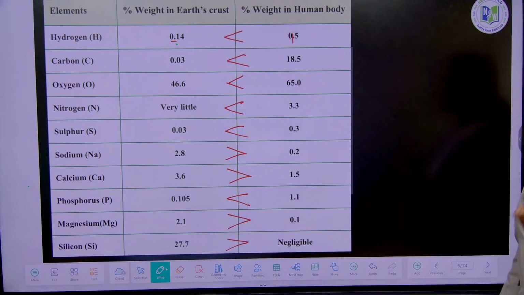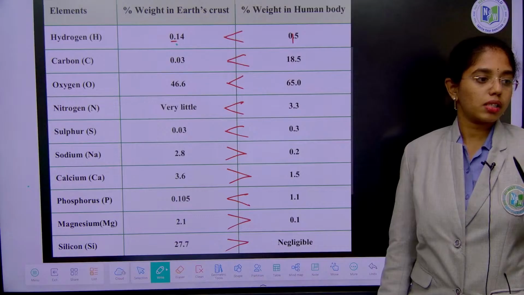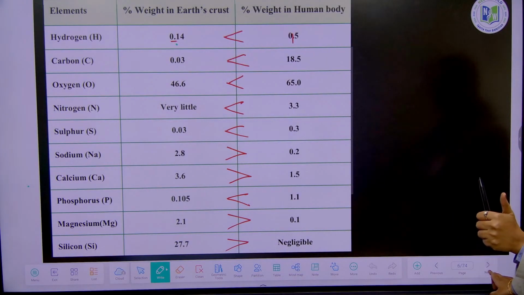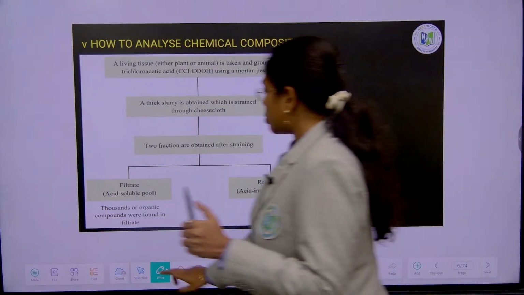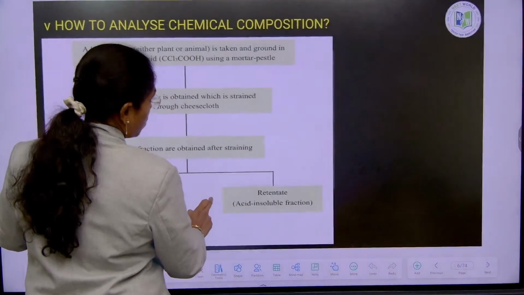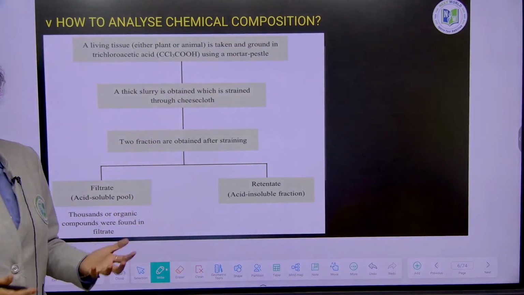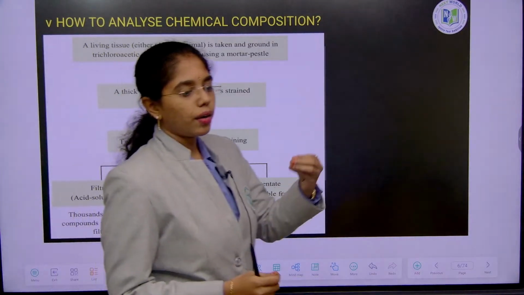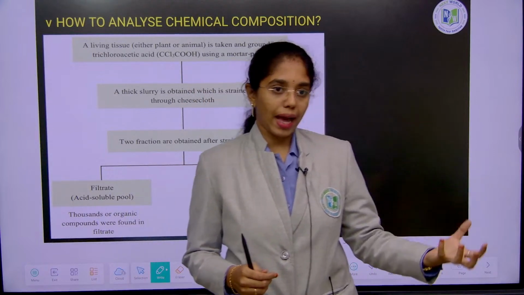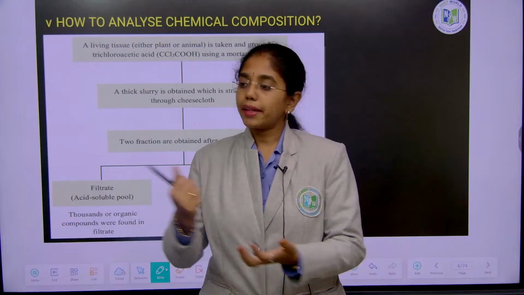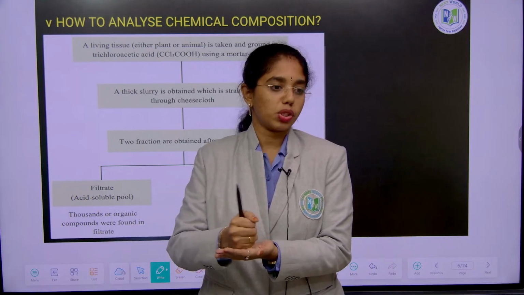So this is about elemental analysis. Clear, Noma? Simple and easy. Yeah. Next is chemical analysis. Yeah. So here in chemical analysis, a living tissue, any living tissue, you can take a living tissue of an animal or a plant, so any mesophyll tissue, any leaf you take, and then you have to grind it with mortar and pestle.